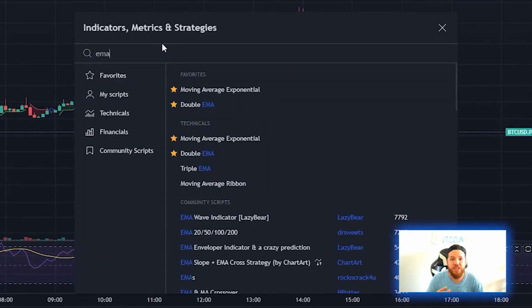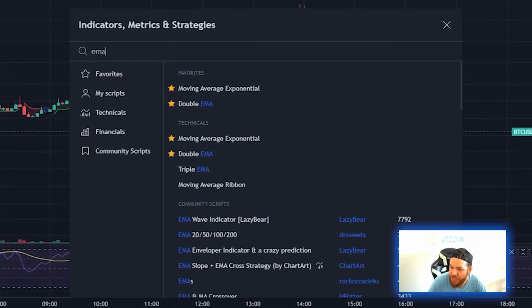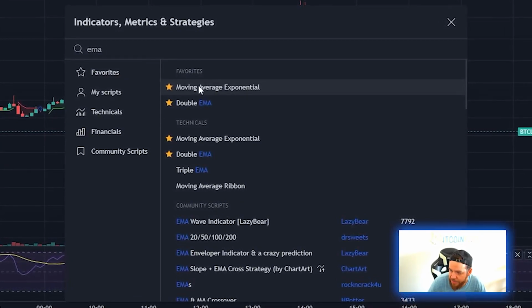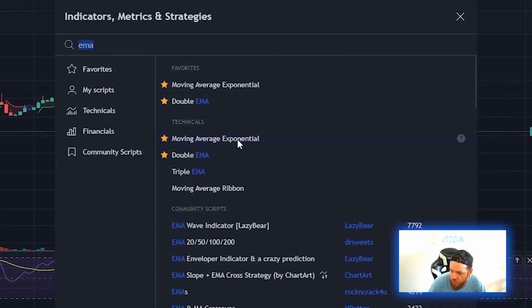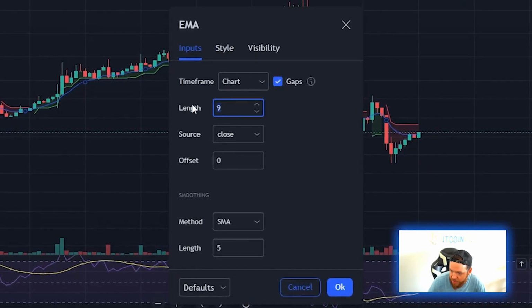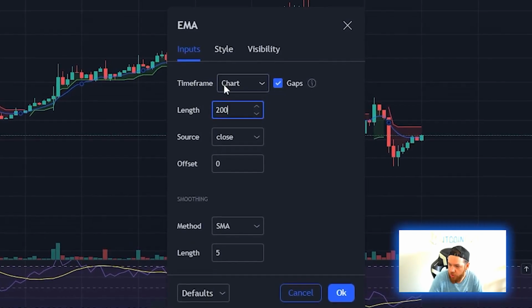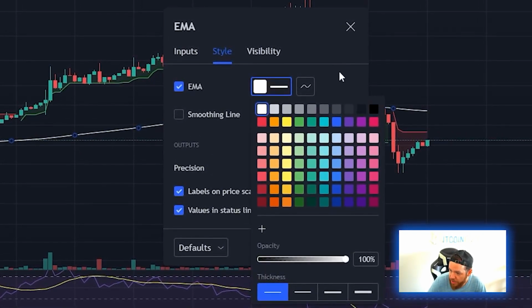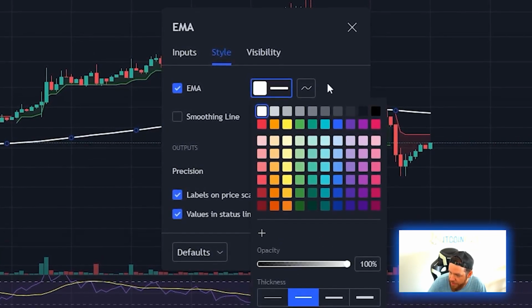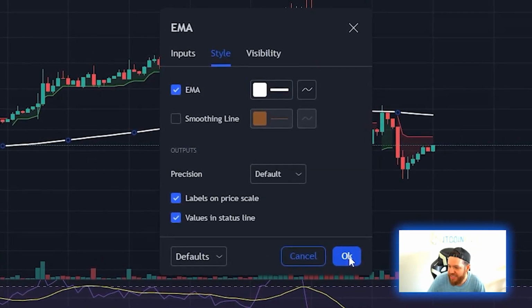The second indicator that we're adding here is the EMA, so you can just type EMA. I have it as a favorite, but if not, you should have it right here under technicals, moving average exponential. Just click that one time. We're going to open that up and change the length from 9 to 200. Now this is preference, but you can change the style. I like to usually put it white and make it just a little bit thicker, just so it's easier to see, and then hit OK.